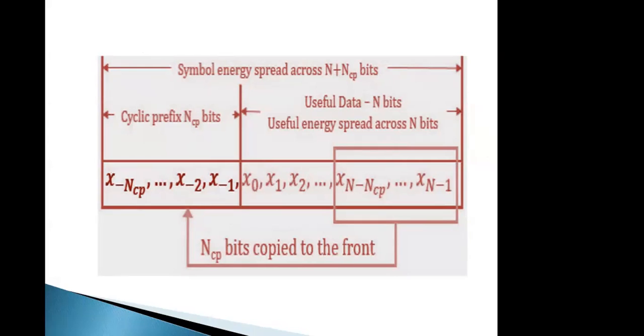So what is the advantage of adding this redundancy at the front of the frame? When I am receiving, if there is intersymbol interference, because I know very well that the last part is joining with the first part, my idea is I don't decode the first part of my frame. I start my decoding only after the cyclic prefix. That's how I can avoid the intersymbol interference in OFDM.